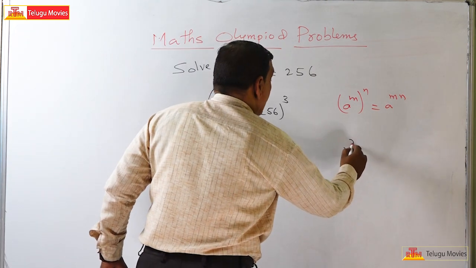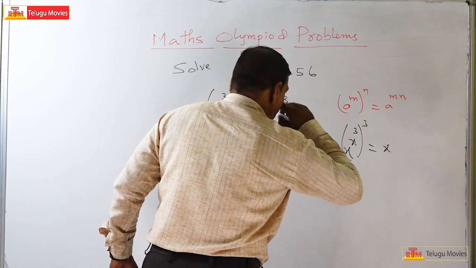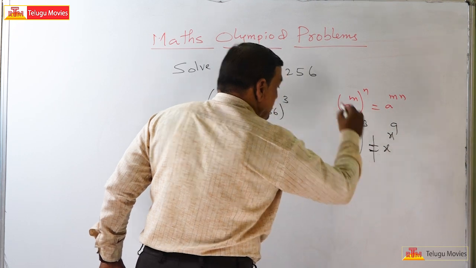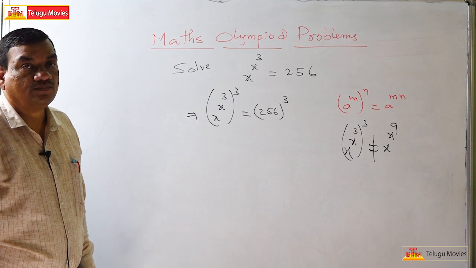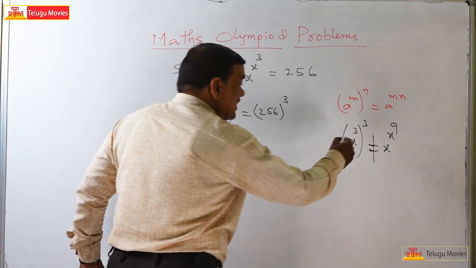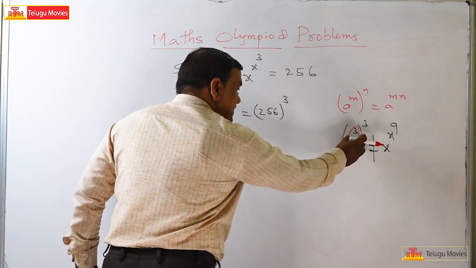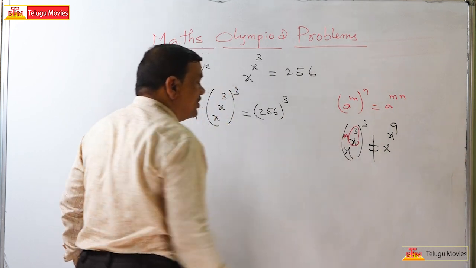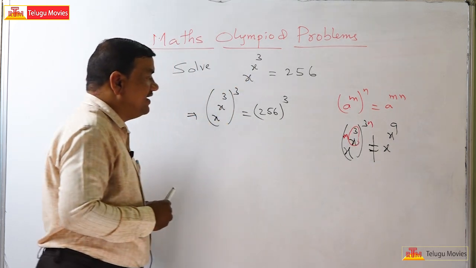X to the power of x whole power 3 means x to the power of x to 3, 3 3s are 9, which is wrong. Understand? Which is wrong. Then what is the correct answer? You have to treat this as a base, this as a power, and it is another power.